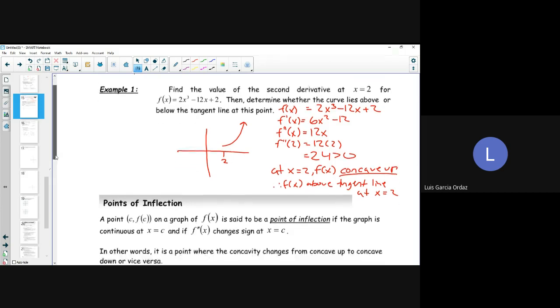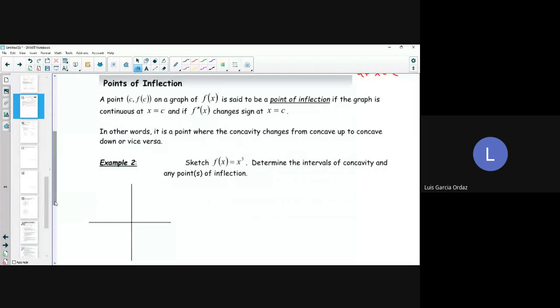Now, points of inflection, we've heard about this many, many times. So the point c, f at c on a graph f of x is said to be a point of inflection if the graph is continuous at x is equal to c, which means there's going to be a type of bend. That's what inflection means, that there's going to be a bend of some sort. So in other words, this is where the concavity changes from concave up to concave down or vice versa. So like x cubed has two concavities. It concaves up and then concaves down. Okay?